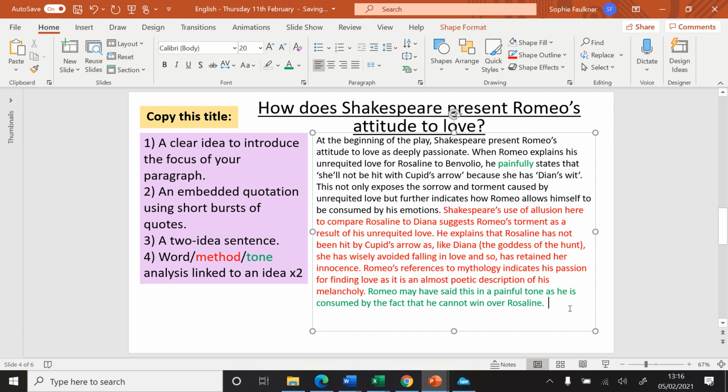So Romeo's evident passion for love. And we spoke about the fact that his passion for love may cause problems because he cannot regulate his emotions or think rationally. Romeo's evident passion for love may be his downfall, as it seems he becomes irrational when he is unlucky in love. And then I'm going to make a contextual link here.